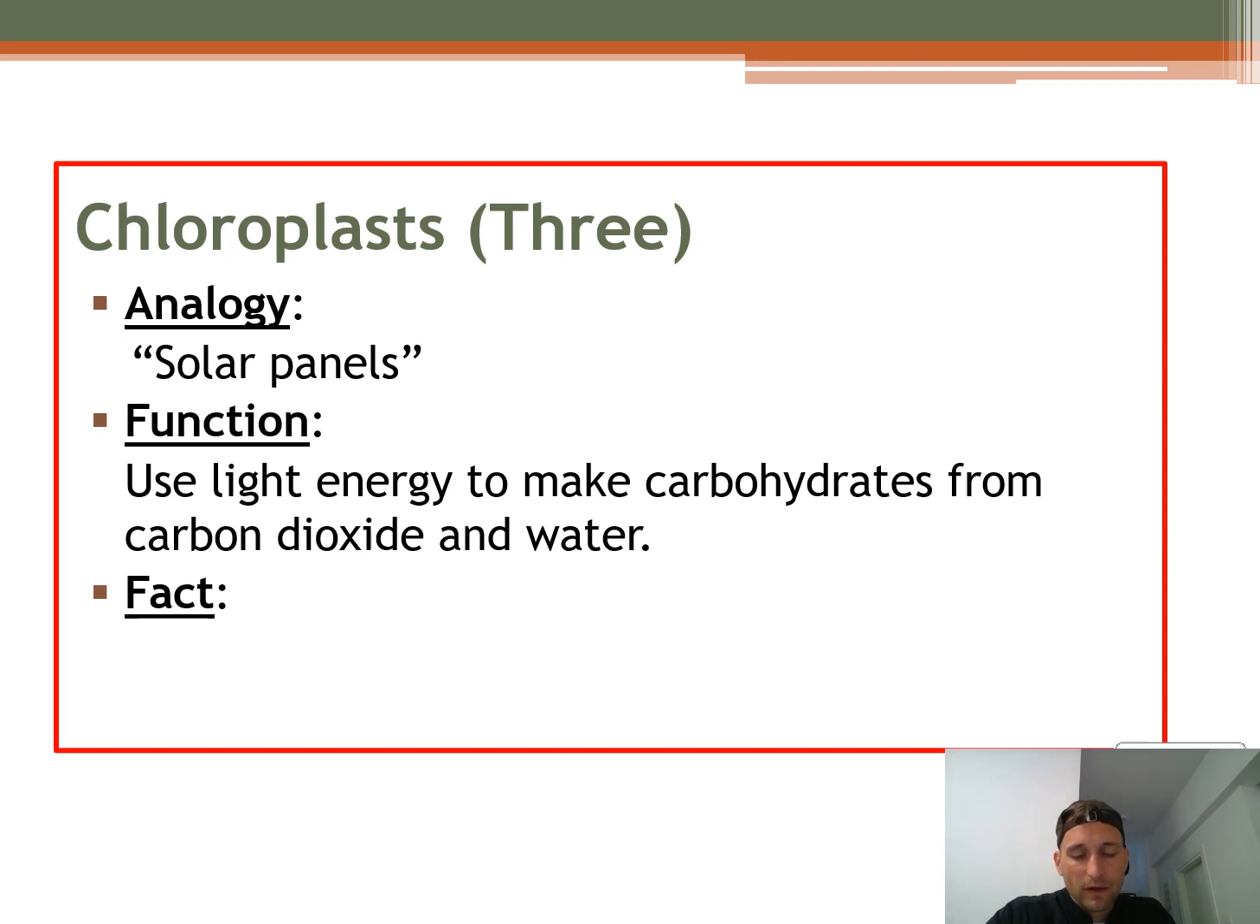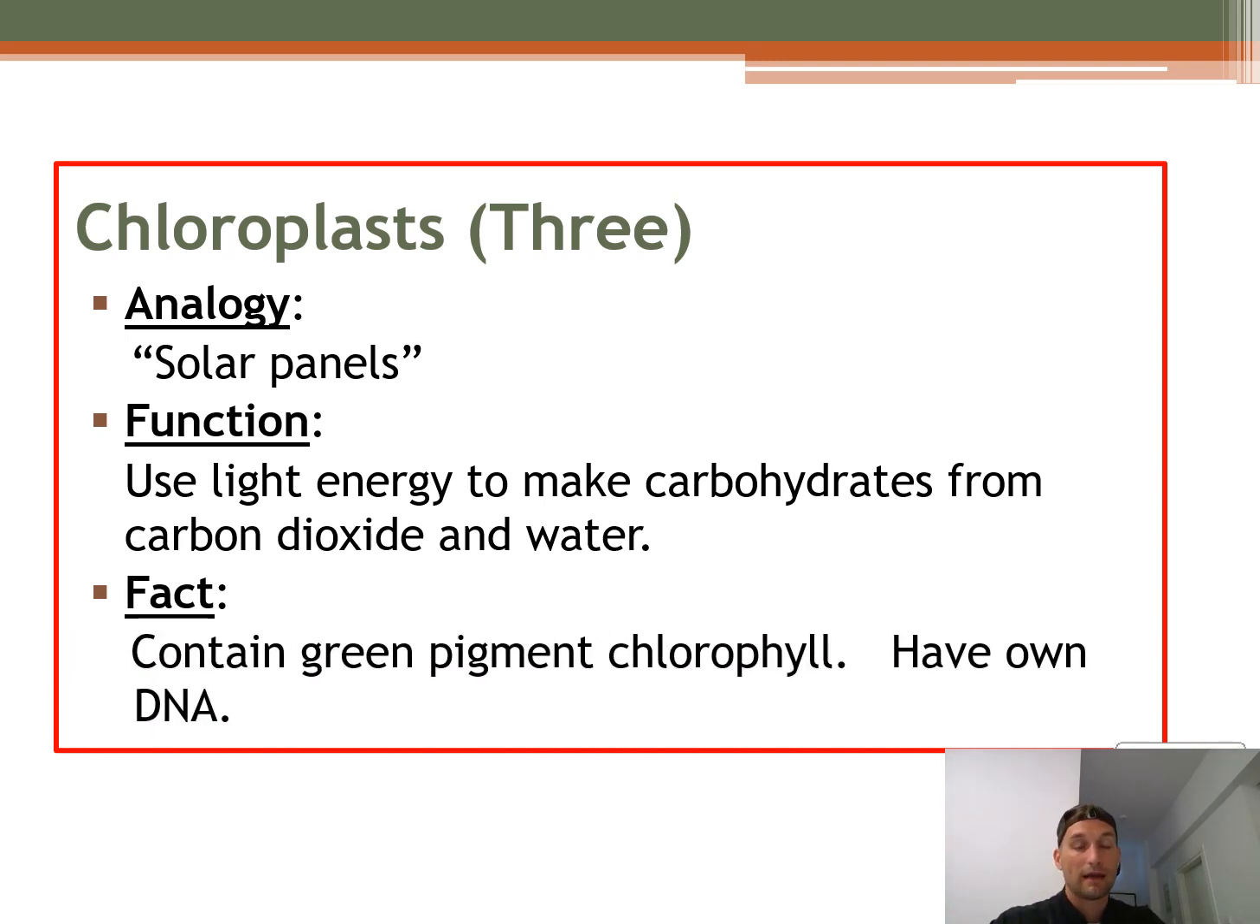Now, it's not really fair because solar panels make energy. It's as if these are the solar panels that are charging the batteries for the power generators, I suppose. It was another one that was tough to come up with a perfect analogy, but they do use sunlight in the case of most producers. And just like mitochondria, these also have their own DNA. And just like mitochondria, scientists think that at one time these were prokaryotes. They also contain the green pigment chlorophyll.